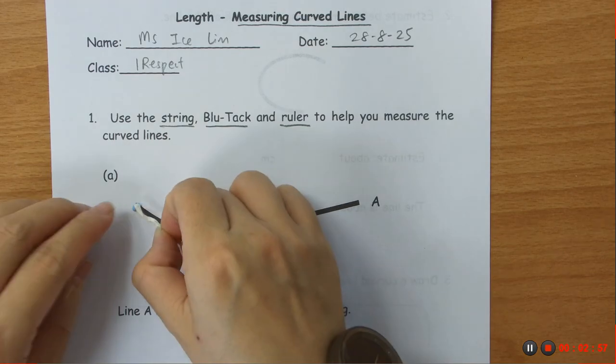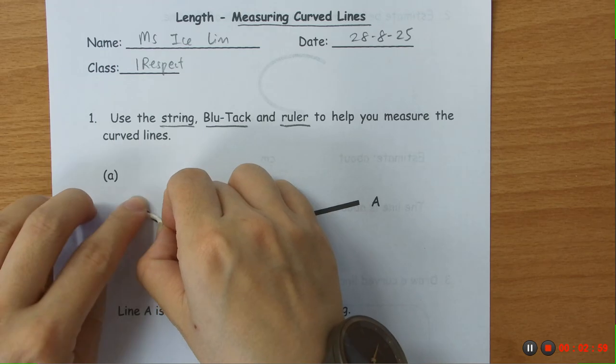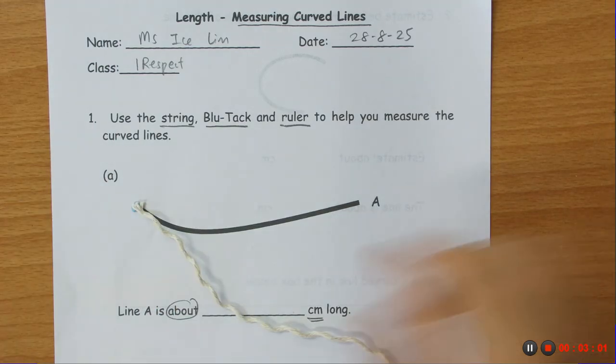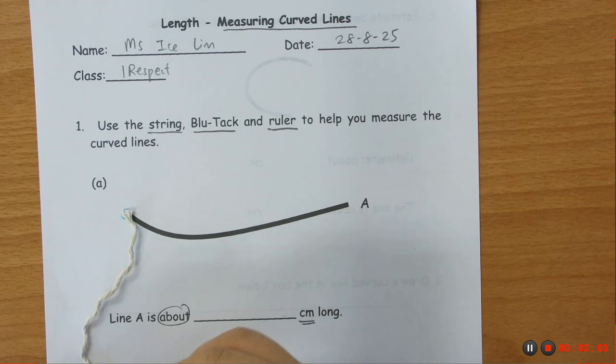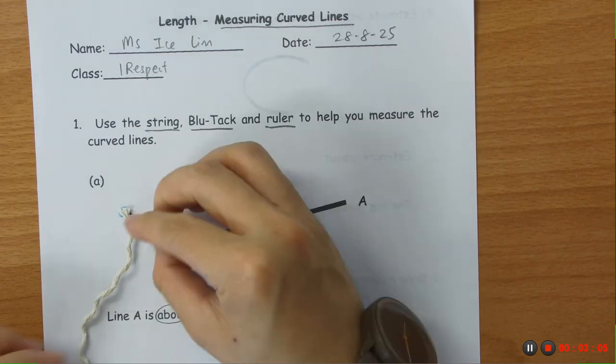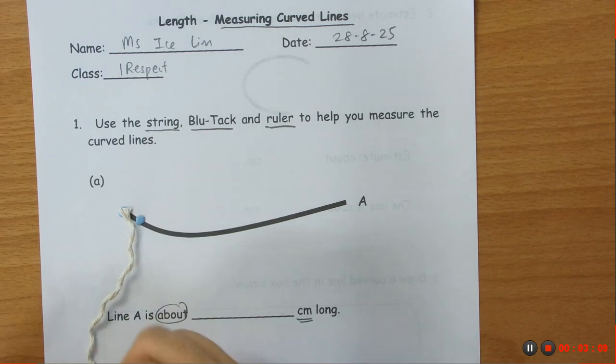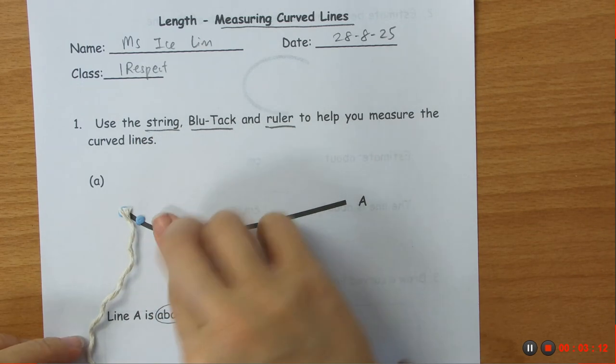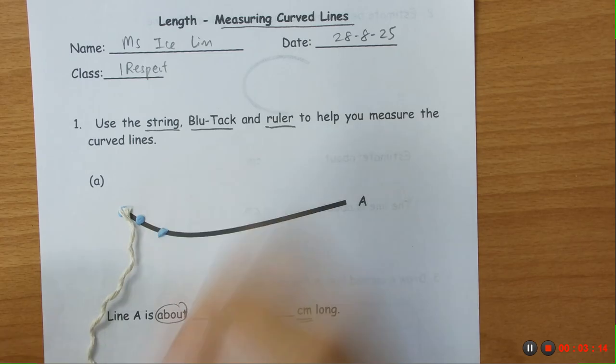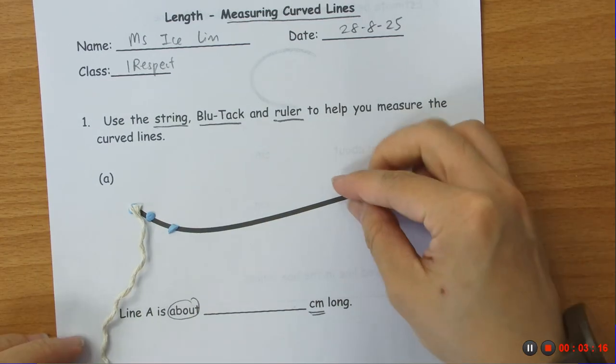Okay, so later on each of us will get a square of blue tack here, and also a string that Miss Lin has cut out for you. Okay, can you see? Now, here, I will mark the starting point with my blue tack. I put a little dot of blue tack on my starting point. Then I will try to put my string onto the blue tack. Now, if you want, you can make different points on the curved line. I will put one at the ending point as well.